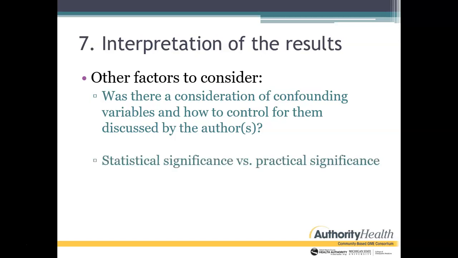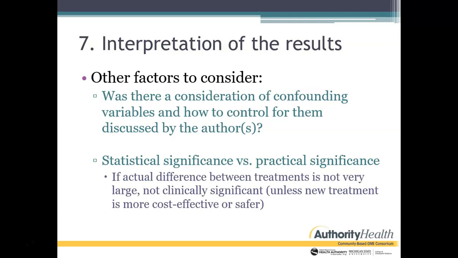And then, of course, we have the statistical significance versus practical significance. So it's really important, like I said in the last slide, when you're looking at something that has a p-value of 0.0001, it may be statistically significant, but is it applicable to your practice? It's something to consider. If an actual difference between treatments is not very large, it may not be clinically significant unless a new treatment comes out that's more cost-effective or safer, of course. So will it change your practice?